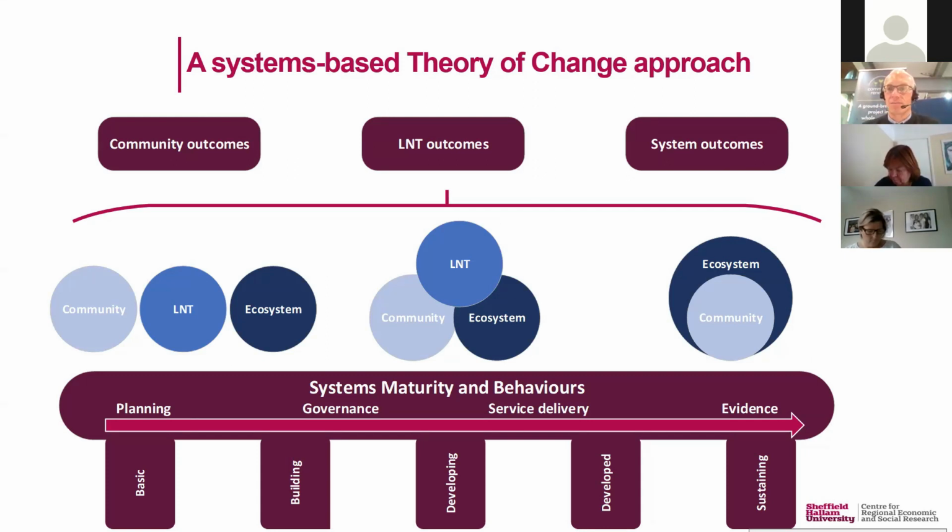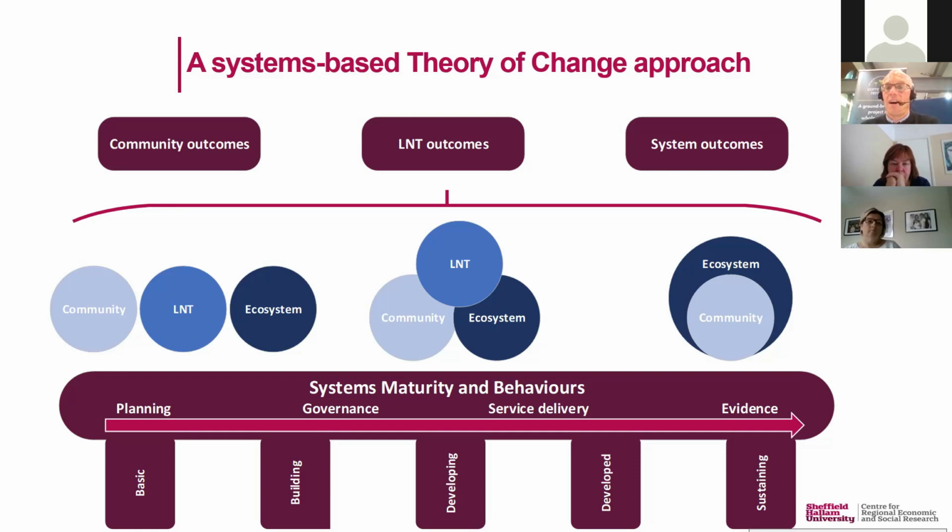In many ways, the ecosystem should probably be characterized by lots of little dots. So the community is working on its own, Lifting Neighbourhoods Together is broadly working on its own, and the ecosystem is a lot of organizations working partly in partnership together, but quite a lot of linear working. But then over time, as we get this idea of systems change, the community, Lifting Neighbourhoods Together, and the ecosystem start pulling together to become more integrated. And then finally, the ecosystem becomes quite enmeshed, working together and working with the community as well.